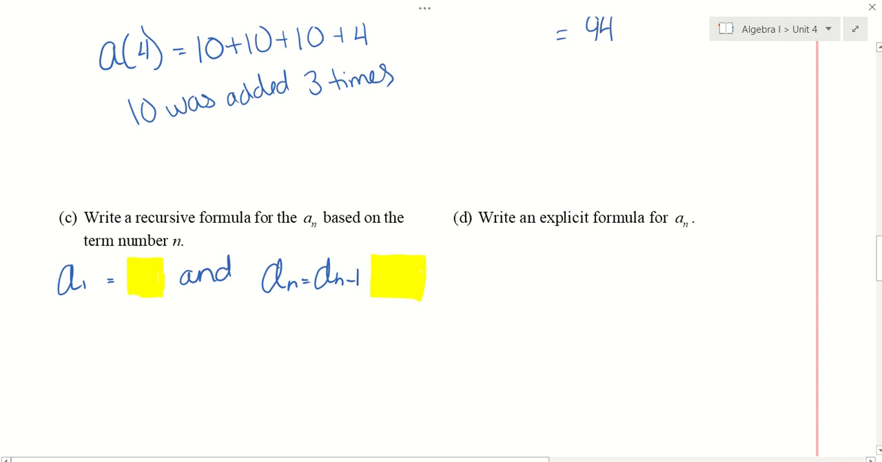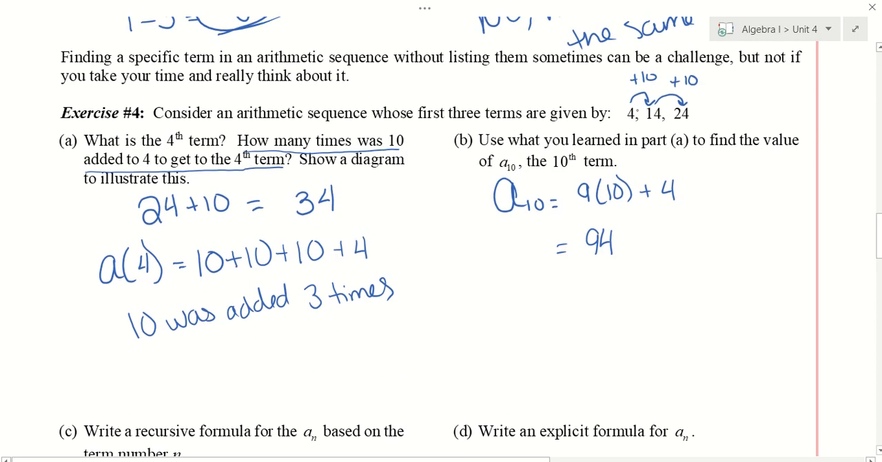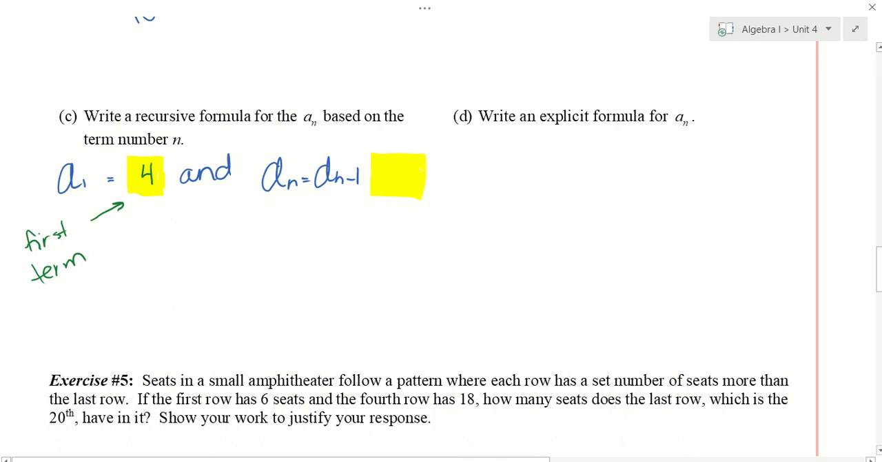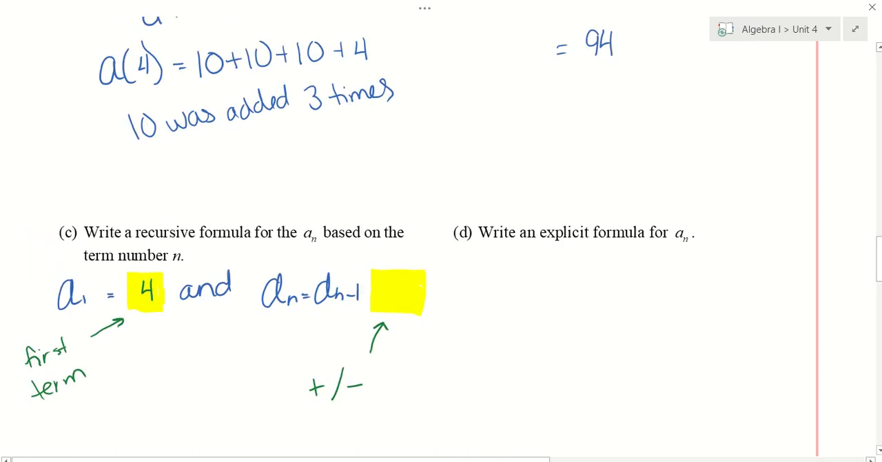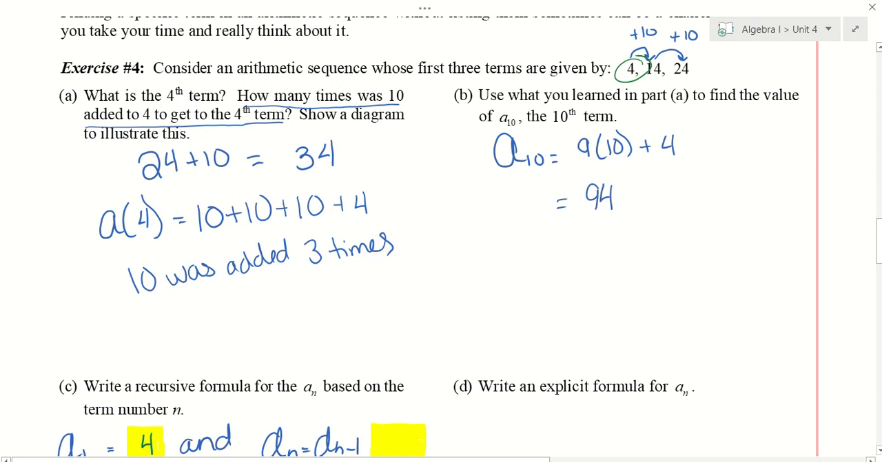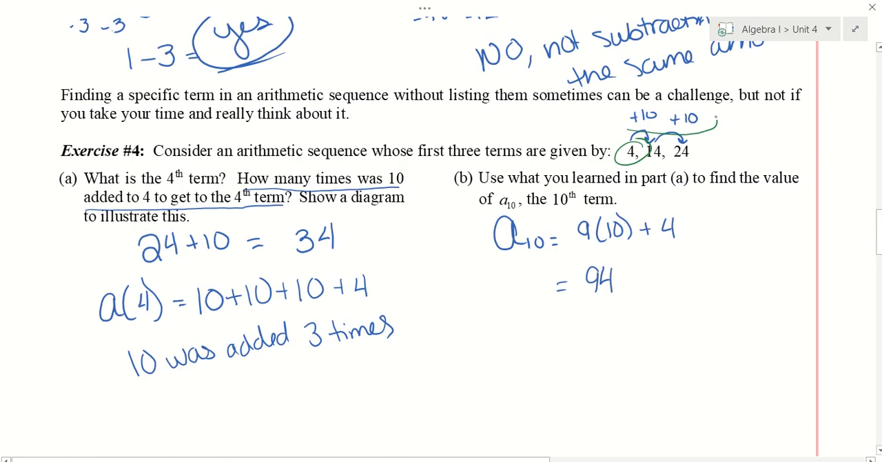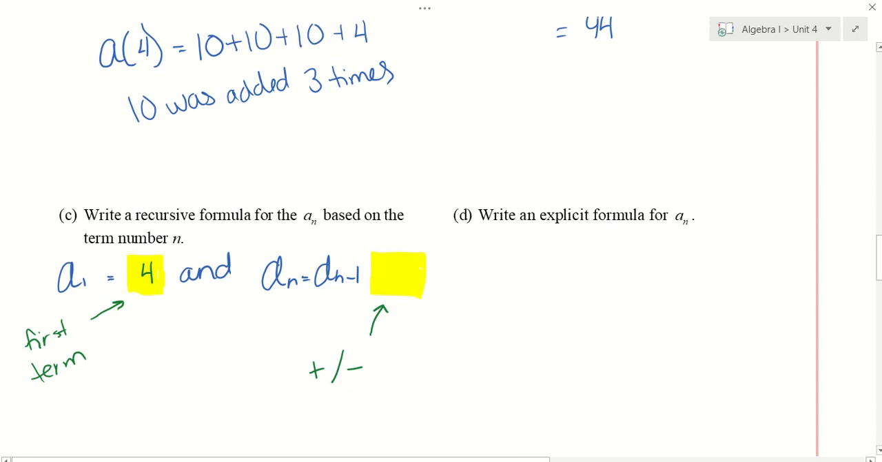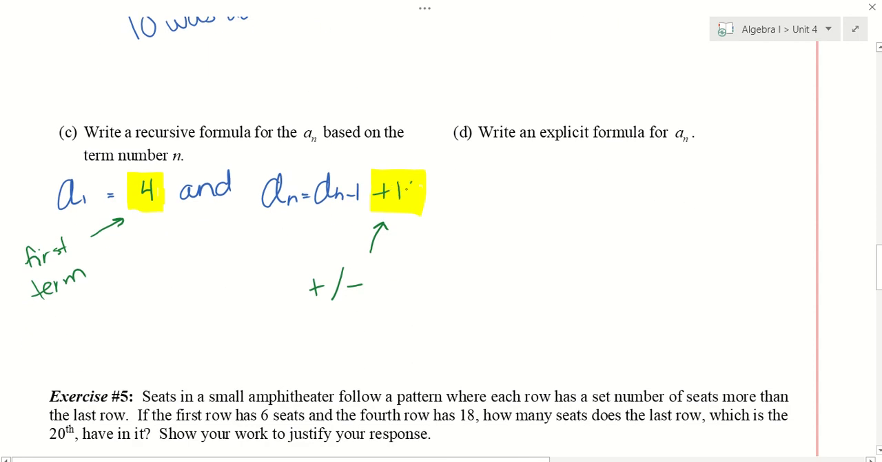So what does go there? A of 1 means first term. I keep writing this over and over again, hoping it clicks. What is our first term of this sequence? Go up. 4. There it is. So we put a 4 there. This one, what are we adding or subtracting by? What did we decide way up here? We were adding by 10. So we write a plus 10. I think the recursive formula is way easier to create because you only need to know 2 things.